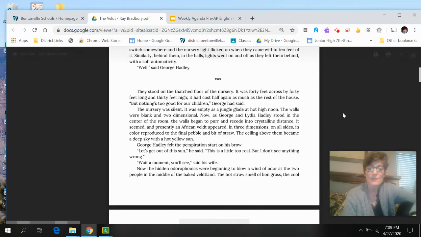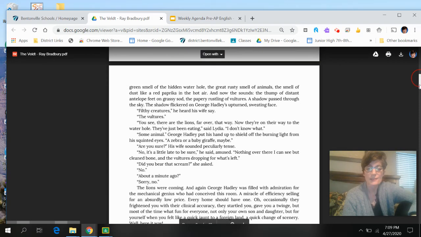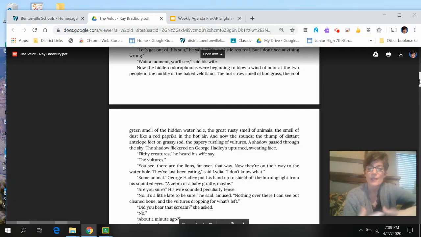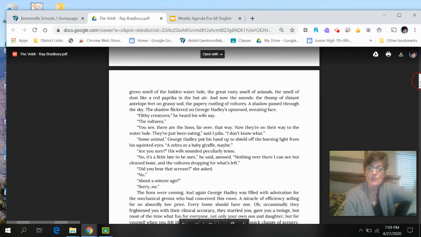And again, we have the smell of grass, and they're seeing these lions grazing, and they're wondering why it's always set to Africa. Now, there's also some foreshadowing throughout the story that lets you know that maybe the story is going to have a more sinister theme or idea to it and not necessarily a happy ending.